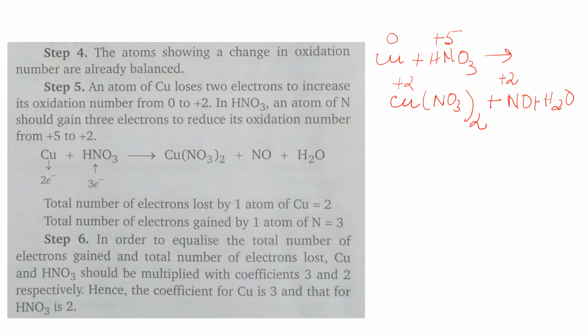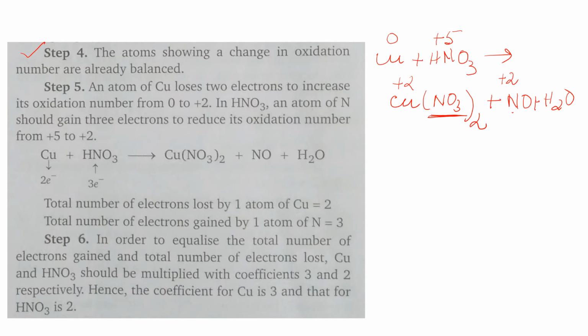Now step number 4 is saying that the atoms showing change in oxidation number must be balanced. Copper 1 on the left hand side and copper 1 on the right hand side. Nitrogen 1 and nitrogen also 1 here. We will not take this one into consideration because it is not going through a change in oxidation number. So these two are balanced, and I need not balance them.